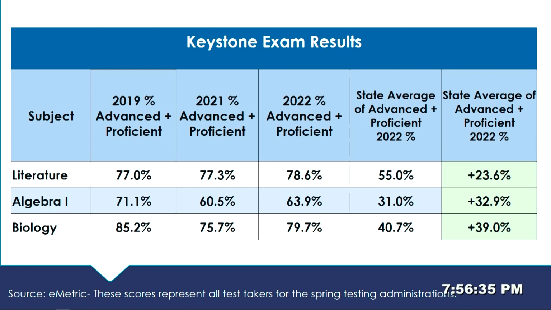Taking a look at what our students did in the spring administration, most of our students take the Literature exam in 9th grade. All of these are end of course exams, so whatever year the student was enrolled in Algebra 1 is the year they would take that exam. In Biology, most of our students take it in 10th grade. So that's a representative data sample. Looking at the scores, Literature was 78.6, Algebra 1 was 63.9, Biology is 79.7, and then that comparison to the state average, and the difference over that.